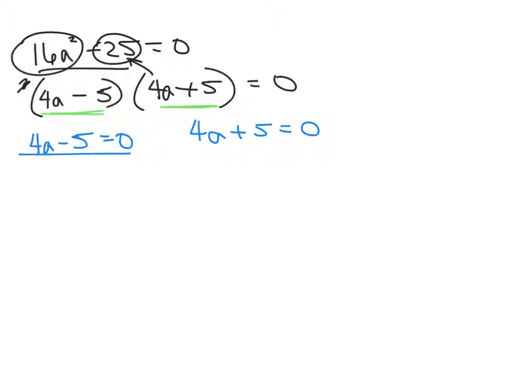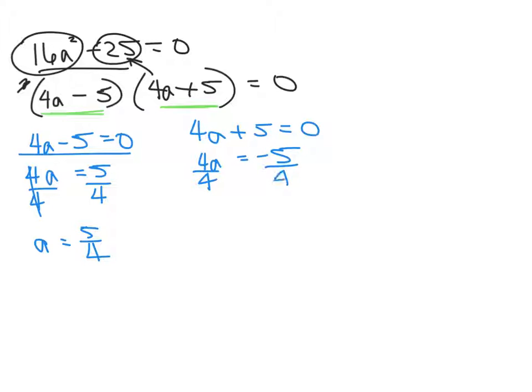Okay, so let's solve that. Add 5 to both sides. Divide by 4. A equals 5 over 4. Over here, subtract 5 from both sides. Divide by 4. So there's my two values of A. Okay? So that's example number 2. Let's jump up to example 3.